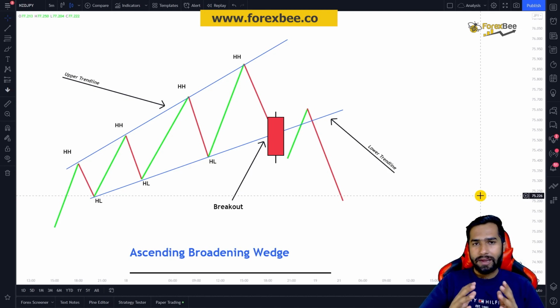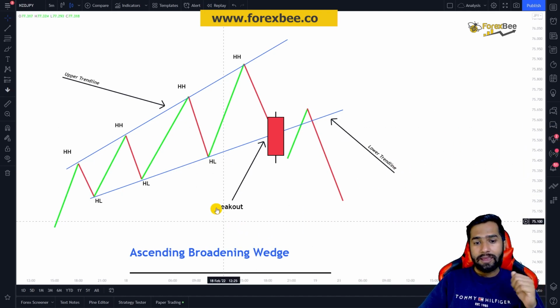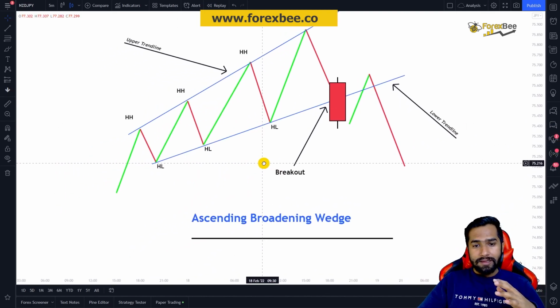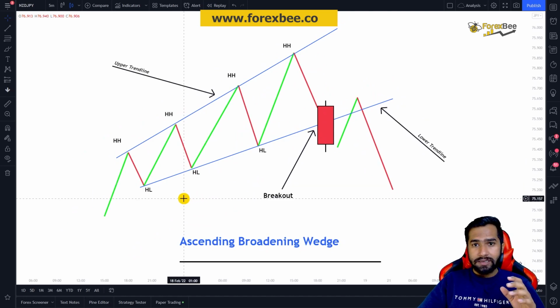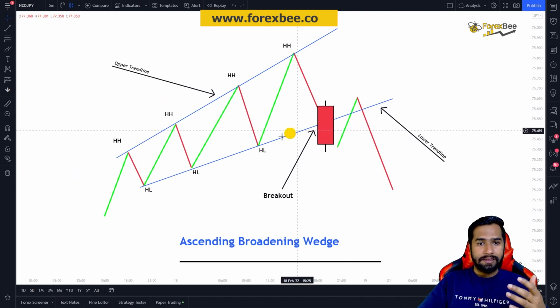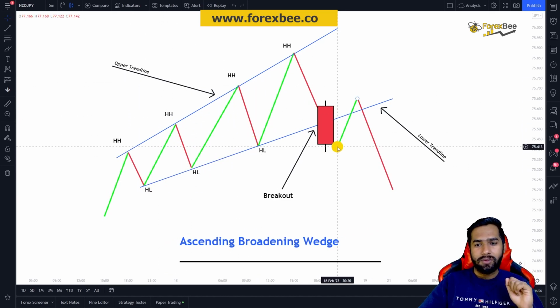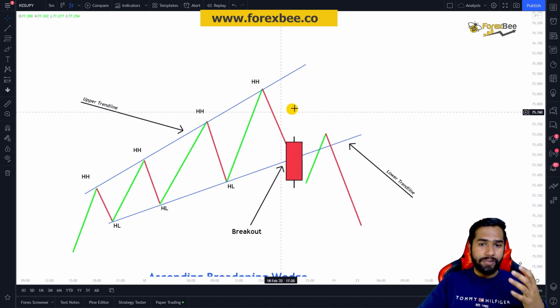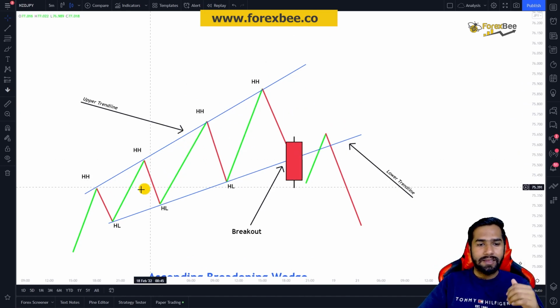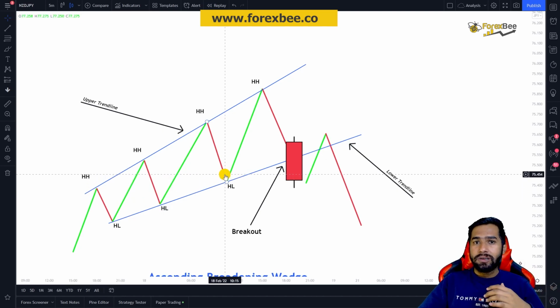charts. In order to do that, let's go towards the computer, and here you can see that the market structure of the ascending broadening wedge pattern looks like this. Here you can see the clear formation of these higher highs and these higher lows. In this pattern, or in this market structure, one thing is very prominent, that is that every next wave is bigger than the previous wave.